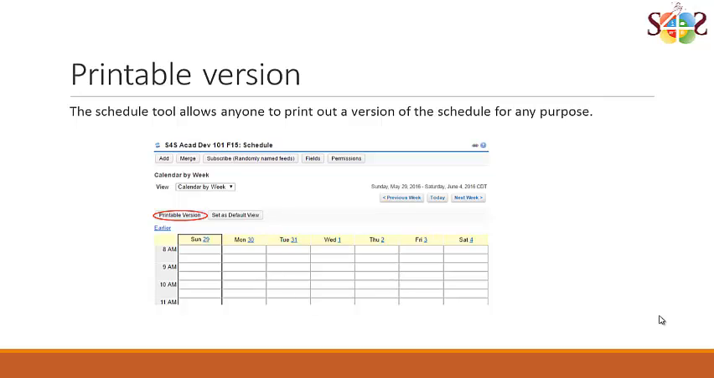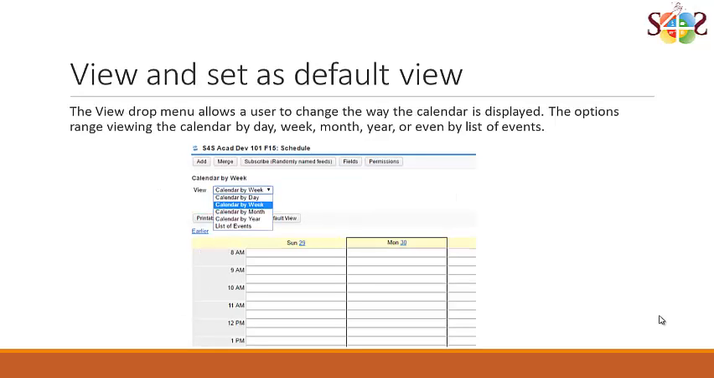The printable version option is one that allows anyone to print out a version of the schedule for any purpose. View and set as default view. The View drop menu allows a user to change the way the calendar is displayed. The options range from viewing the calendar by day, week, month, year, or even by list of events.